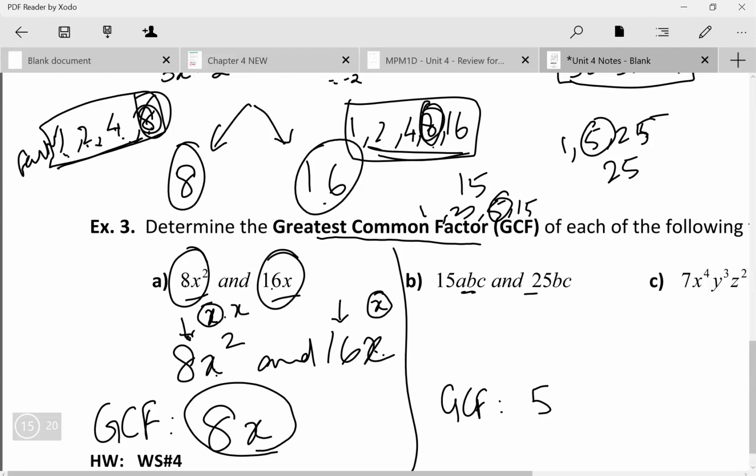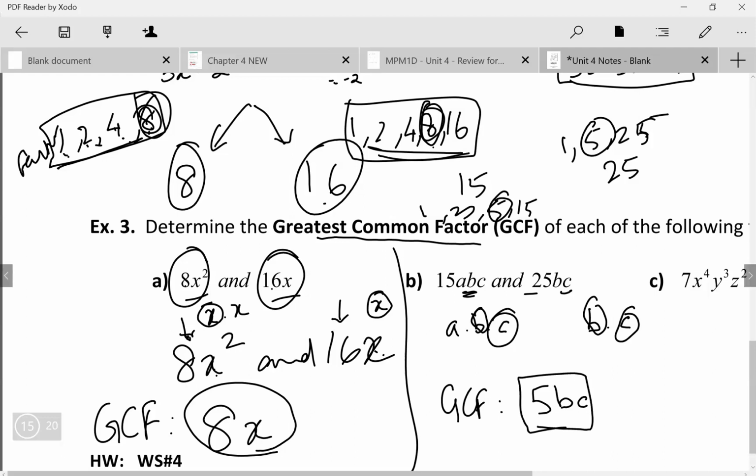Now, let's look at the variables part. I have an a times a b times a c. In this part, I have a b times a c. I'm going to pick as much common as I can. So I have a b that is common here. I have a c that is common here. So I'm going to add those to my greatest common factor. So the greatest common factor here is 5bc.